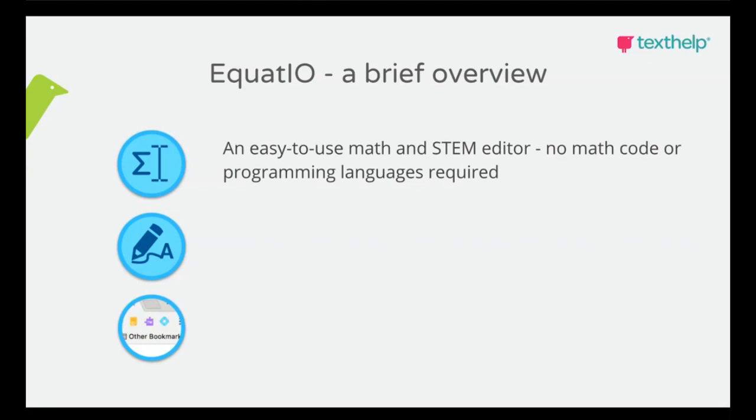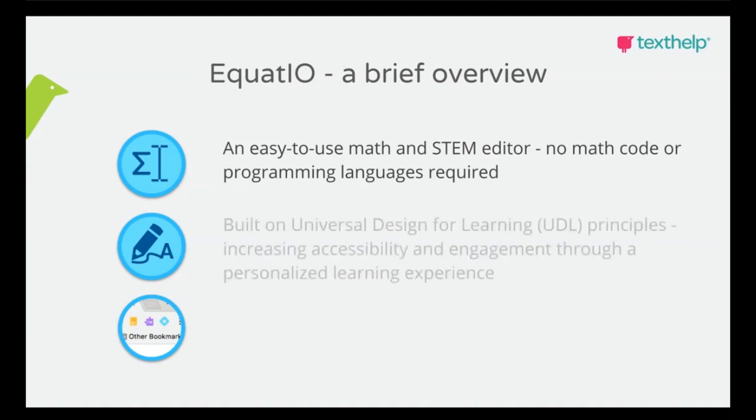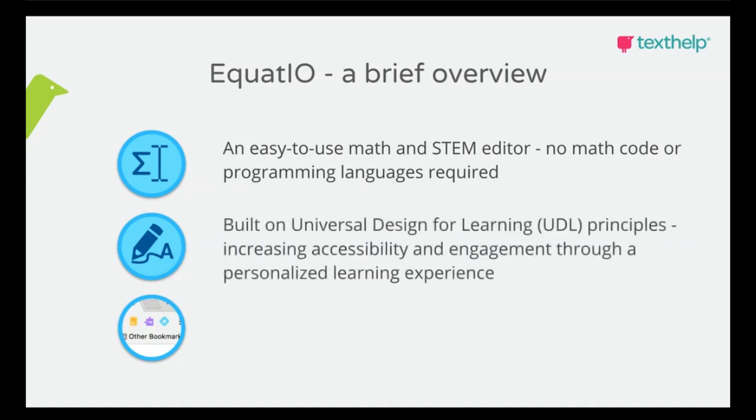And so EquatIO was built as an easy to use math and STEM editor. You shouldn't need to know any specific code. It should be intuitive. You should be able to let it flow to what your communication is. So we built it on these UDL principles to increase accessibility and then also that engagement to have a personalized learning experience. So I also think about all of those tools that we provide in EquatIO as kind of like giving students an option. And then once they make it digital, then for me on the other side of that, I can choose to consume it however I want, because I want to have, as a teacher, a digital workflow so I can amplify myself.